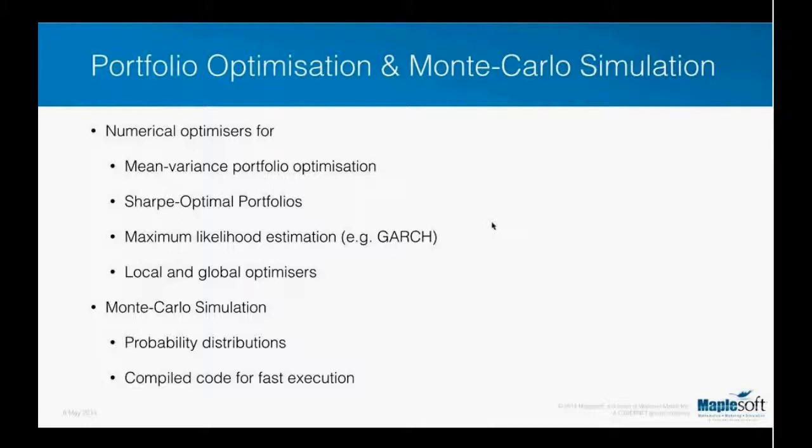So also we have a suite of strong optimizers for performing tasks such as mean variance portfolio optimization, Sharpe optimal portfolios, maximum likelihood estimation, and local and global optimizers. There's also tools internally for Monte-Carlo simulation. There are built-in probability distributions, and you can also define your own probability distributions. There's ability to compile your code from within Maple, and this can significantly increase the execution speed of your code.